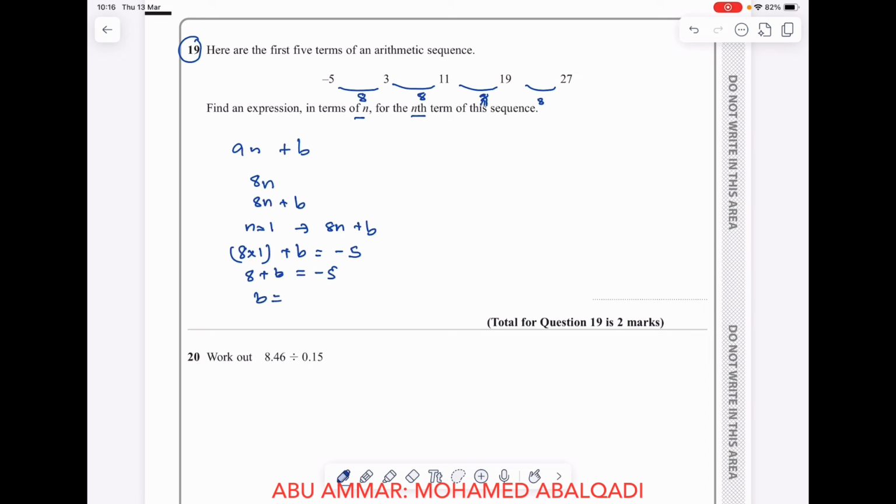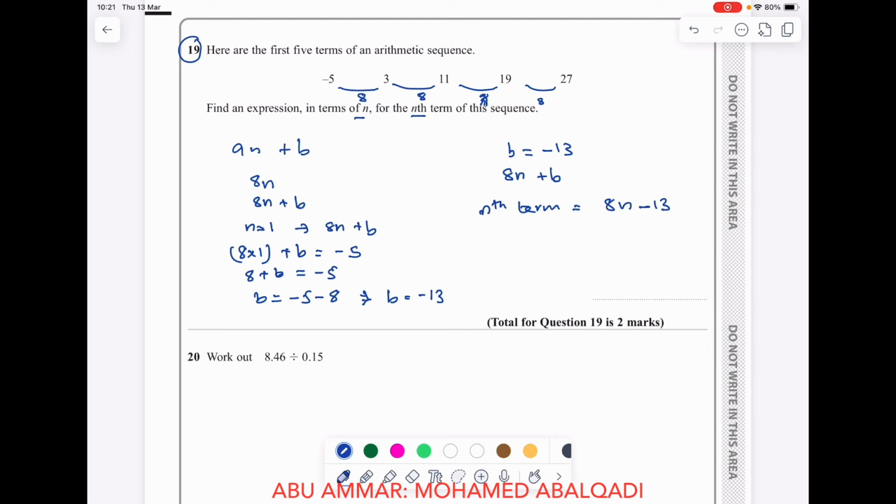So b will be minus 5, and we shift this 8 across to the equal sign. So it will be minus 8. So b will be equal to minus 13. So in order to find the nth term of this sequence, all we need to do is substitute b equal to minus 13 into the formula 8n plus b. So the nth term will be equal to 8n minus 13. So 8n minus 13 is our final answer.